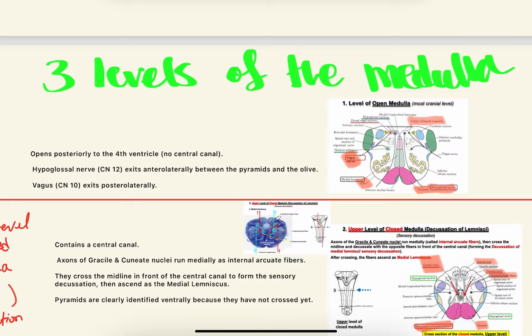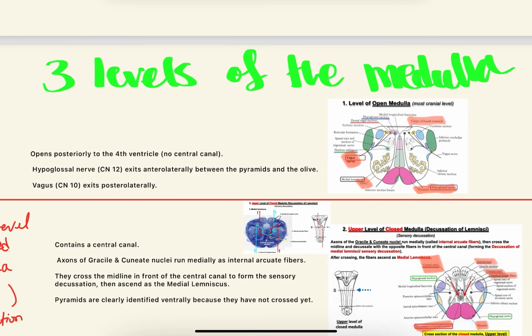I will have also the hypoglossal nerve. This is the hypoglossal nerve, which exits anterior and lateral, between the pyramid and the olive. This is the olive and this is the pyramid. Between them, I have the hypoglossal nerve. And then I have the vagus nerve, which will exit posterolaterally. This is for the open medulla, so it's simple.